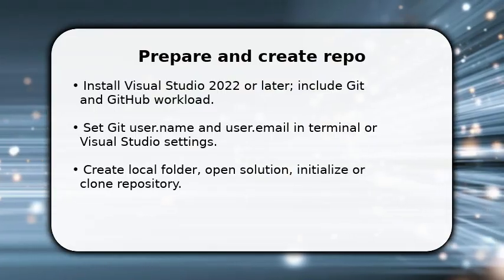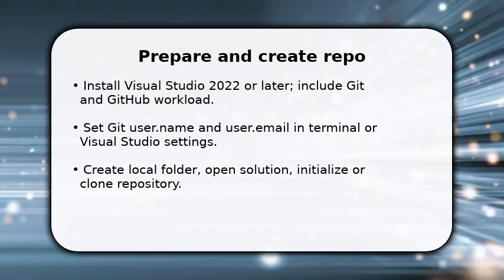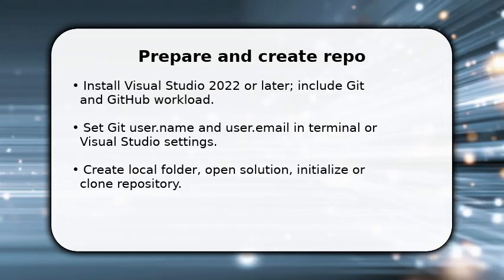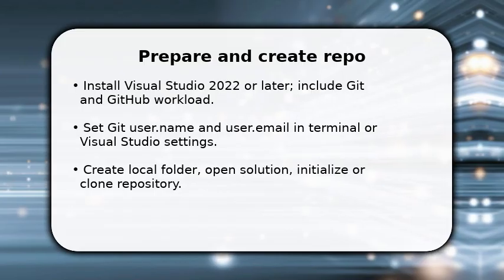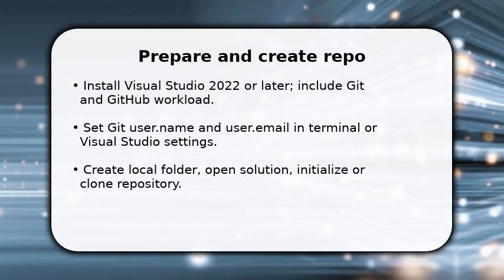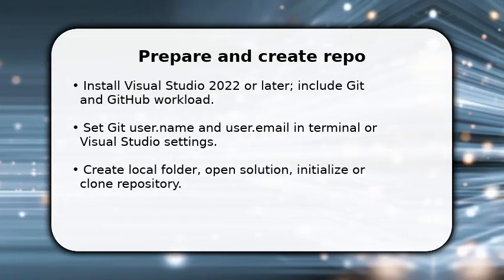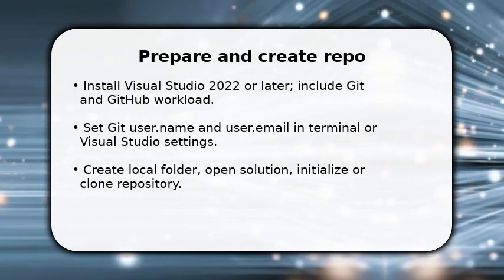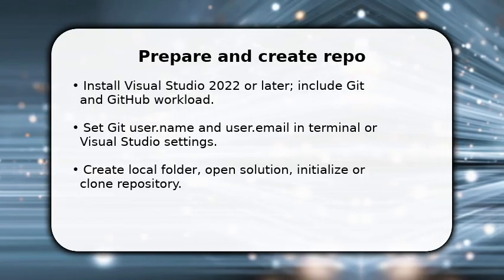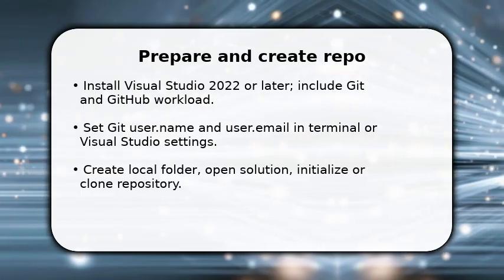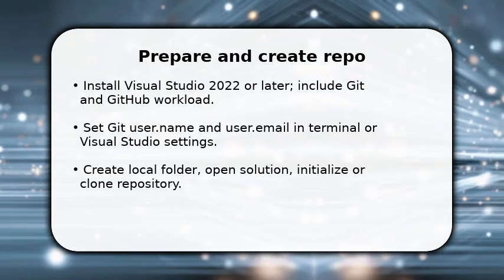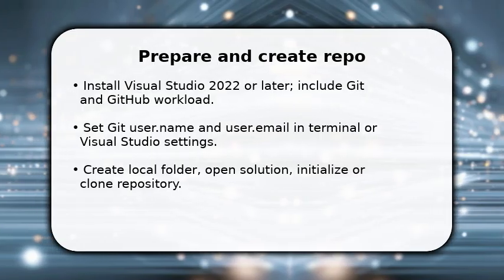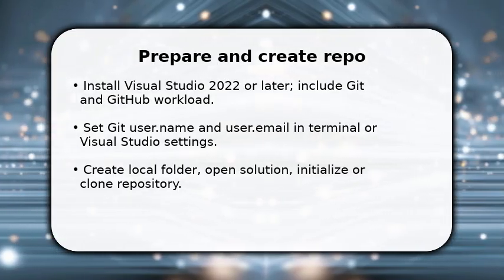You start by installing Visual Studio with the Git workload and signing into GitHub if you use it. Once done, set your Git identity with git config user.name and user.email so commits map to you. Open or create a solution inside a dedicated project folder. Then initialize a repository with Git, Create Git Repository, or run git init. This gives you version control immediately and links your code to commits for traceability.